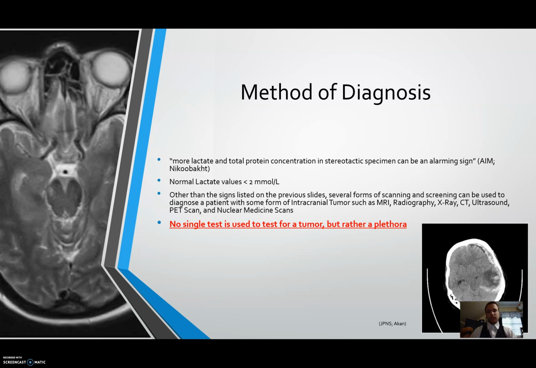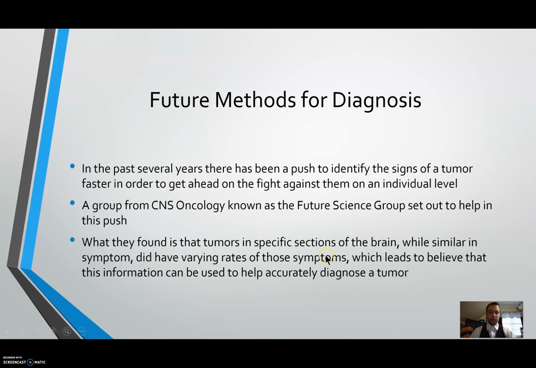Other than measuring values and the symptoms, you can also find ways to diagnose with MRI, radiography, X-ray, CT, ultrasound, PET scan, and nuclear medicine scans. The point of all this I want to make is that there's tons of tests to diagnose a tumor, but no single test is used to test for a tumor, or rather a plethora of tests. So hit them with a bunch of different tests, and you're more likely to get accurate results.